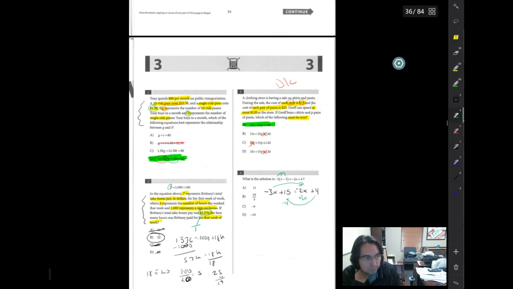So as a result, as you can see, I'm going to get positive 11, I'm sorry, positive 11 equals x of sorts. And that's all we need to do. A is the answer choice there on that one.